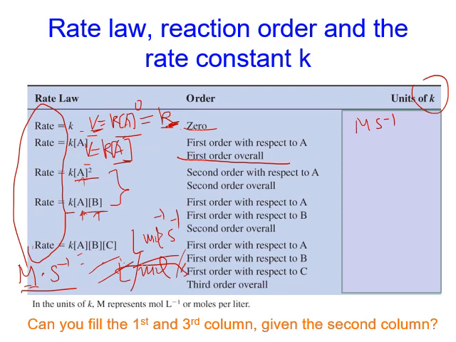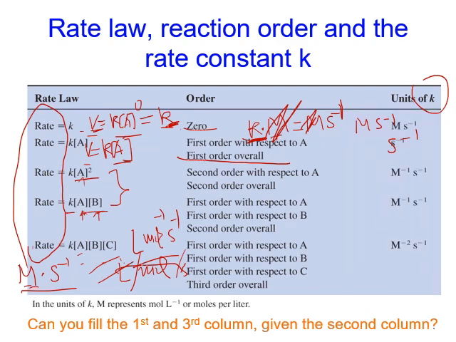But if it's a first order reaction, then the reaction rate equals K times [A]. The unit for concentration is molarity. So K times molarity equals the reaction rate, which is molarity per second. So cancel molarity. The unit of K should equal per second. Similarly, you can find the unit for a second order reaction. So here are the units of K that depend on the rate law.